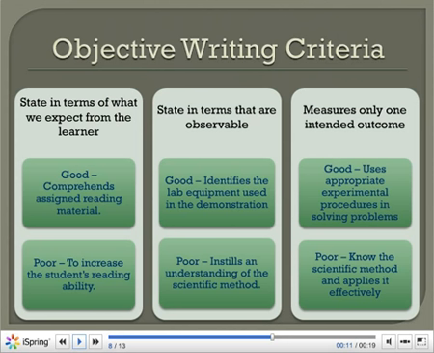Then the third criteria is measures only one intended outcome. You can see a good example and a poor example, and in the poor one we have two things that are happening. We have the know and the applies. Two separate verbs which are quite different.